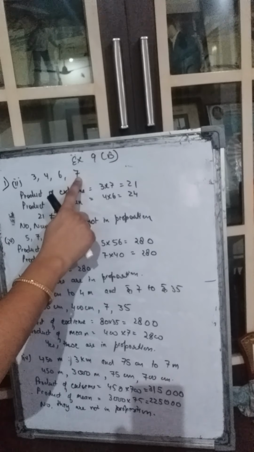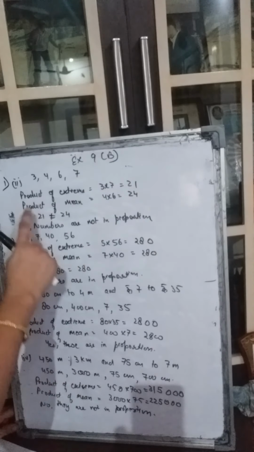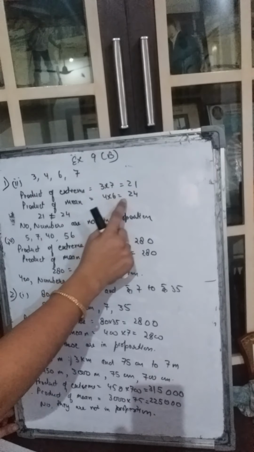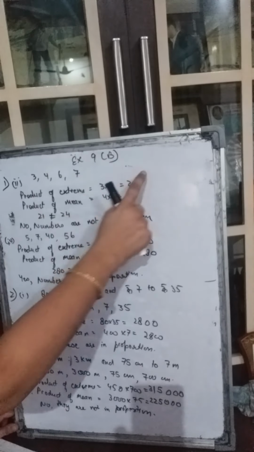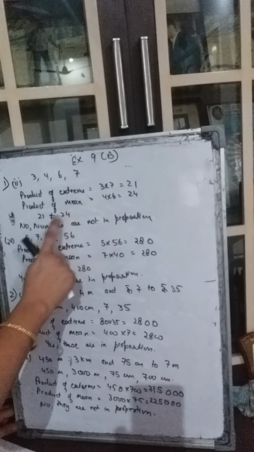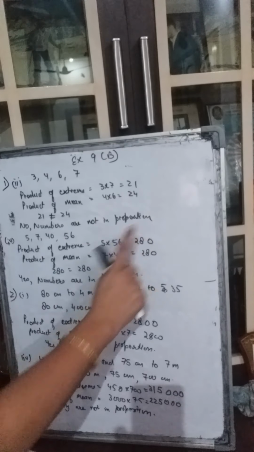3 and 7, because they are at the end. So 3 into 7 gives you 21. Product of means are the inner numbers. 4 into 6 gives you 24. These are not equal. 21 is not equal to 24. So you will say no, numbers are not in proportion.